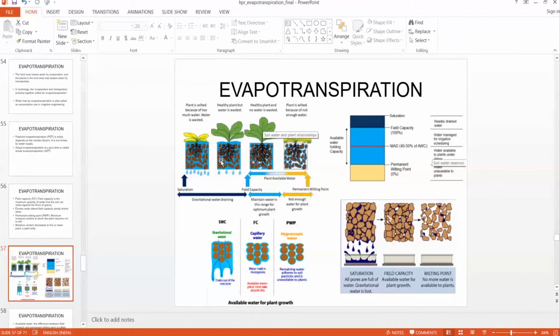See here, this is soil which is at 100% saturation or more than saturated. This condition is not favorable for the plant. Okay, so you see that the plant is dying due to the excess water available. And in this condition, some water moves downward, that is, percolates due to gravitational forces.